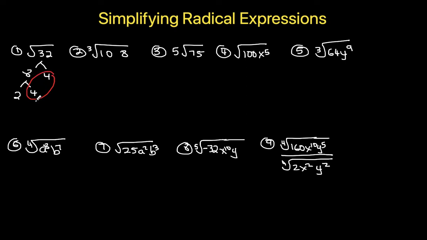All right. Once you're done breaking it down as much as you can, whatever is in your pair comes out of the root. So I have one set of 4, so I will put one set of 4 outside my root. Whatever does not have a pair, like my 2, will go inside. That is the simplified version of square root of 32.